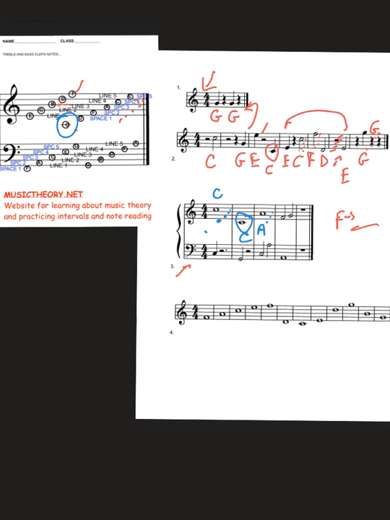This is another space note. I'll just tell you the answer. 1, 2, that's an F. Followed by line 2, which is a G. Now we're going to bass clef, okay, the lower notes.